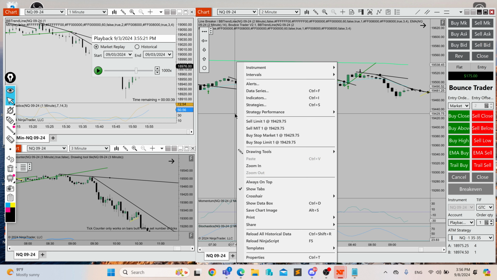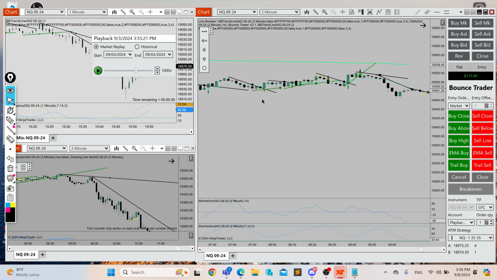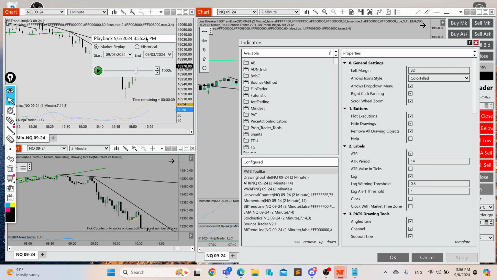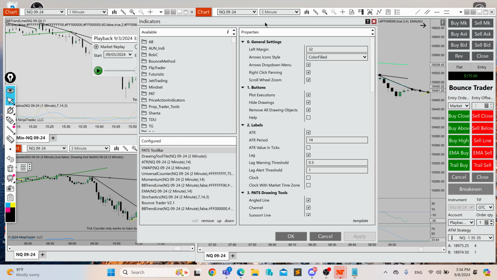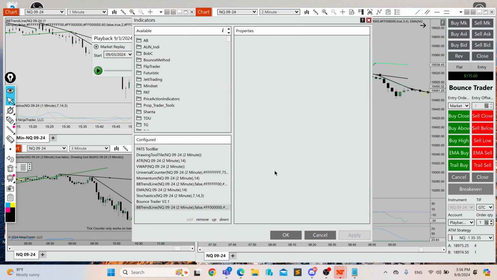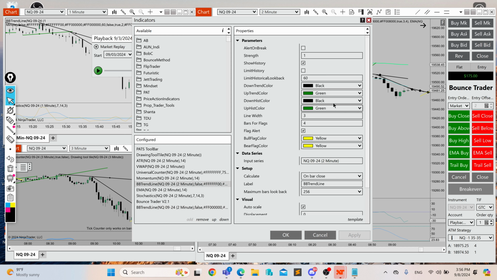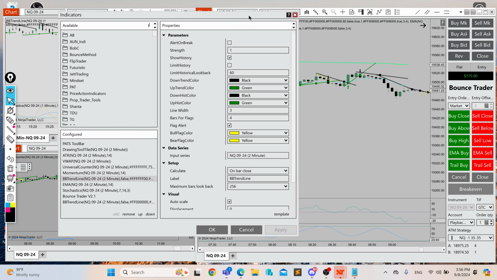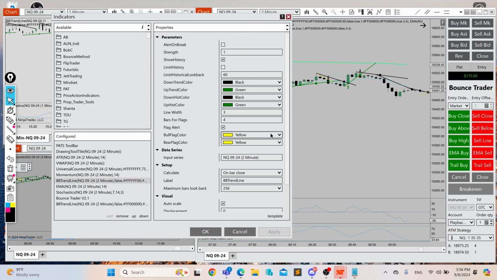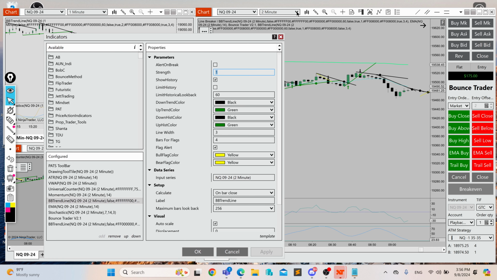Next, let's talk about the indicator. The indicator is a trend line. It's this one. It's basically a trend line, and that's where you specify the strength. What I found for 2 minute is strength 1 works well for bull flags, but strength 2 works okay.